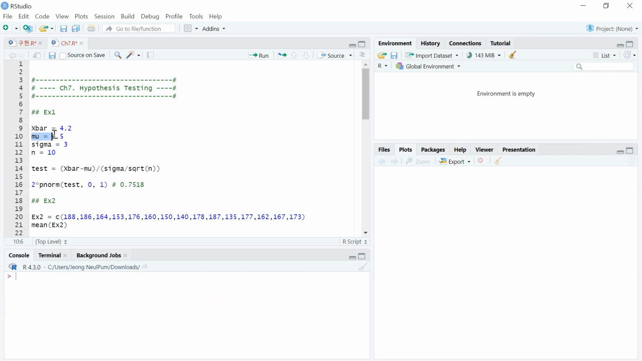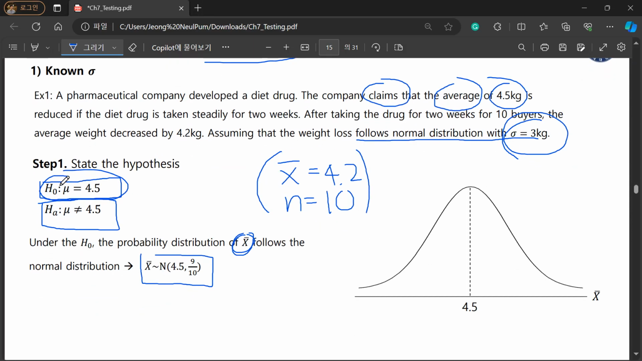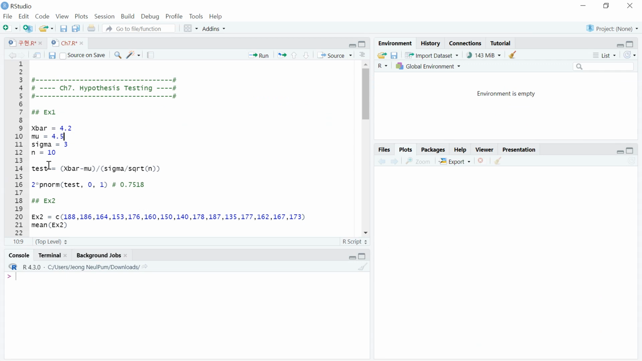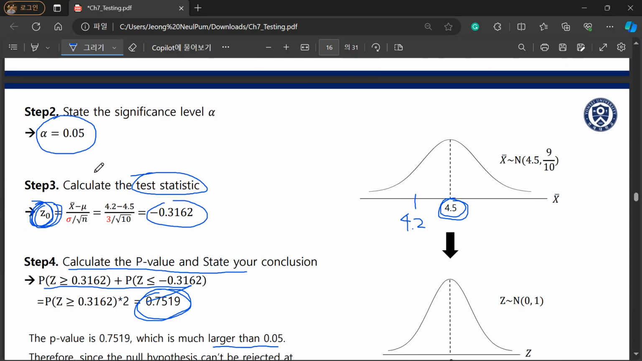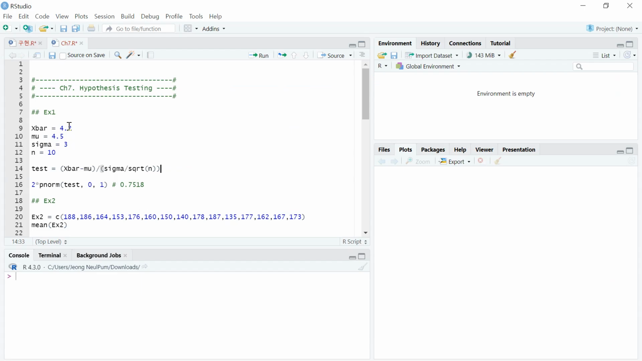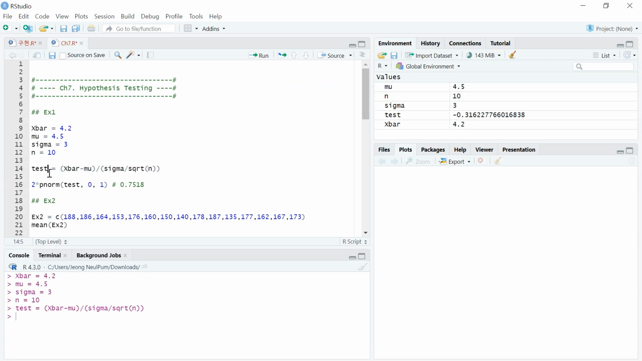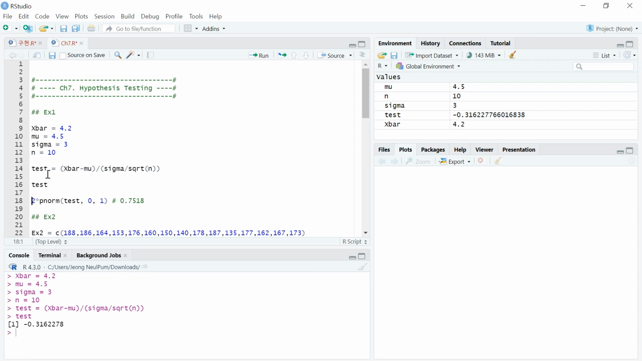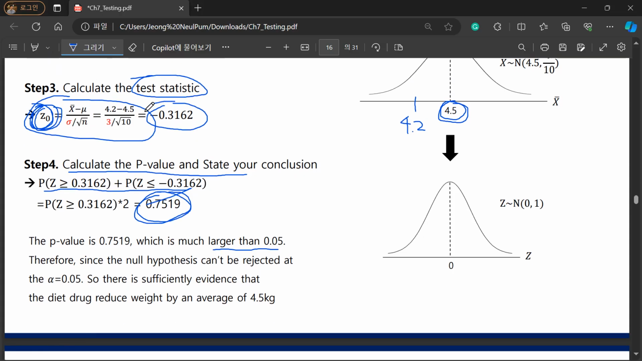And we want to say that our population mean is 0.5, and we assume that our population mean is equal to this value based on this null hypothesis. And then we can get the test statistic by using the values above as we stored, which is the same as here. If you run this code, you can see that our test statistic is about minus 0.316, which is the same as this value.